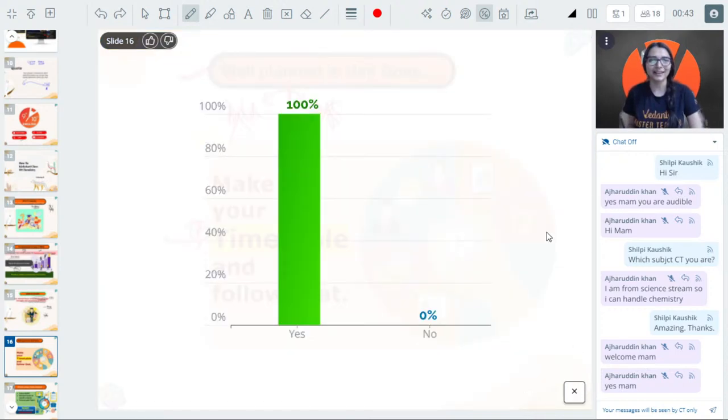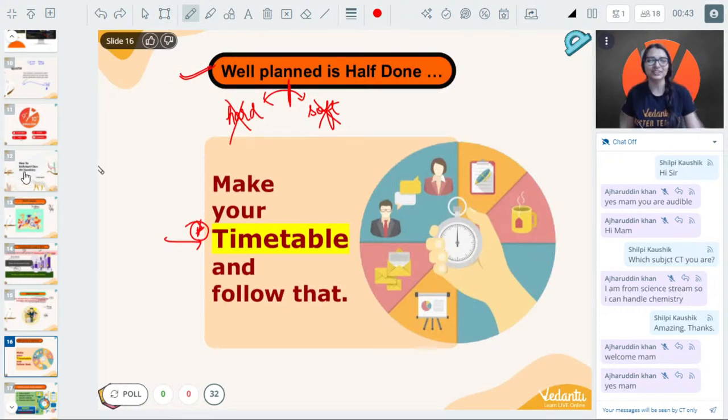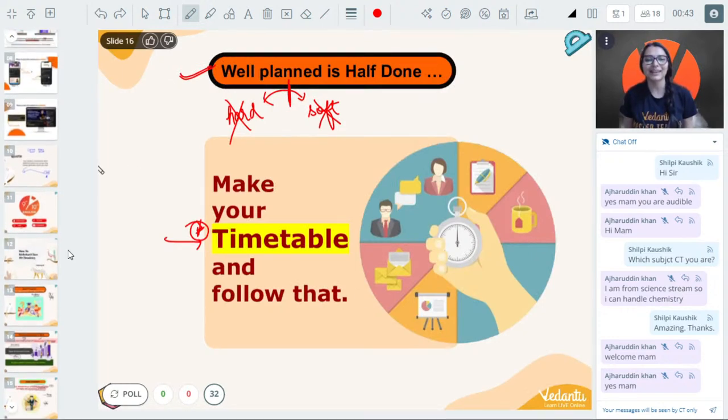Yeah, you all are agreeing today. Aisa kya ho gaya matlab? Everyone is like new students, na? 100%. Make your timetable and follow that.